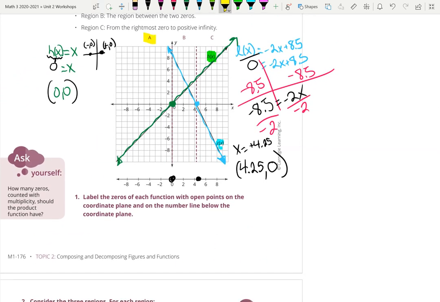Let's look at region A. Region A is going to be this space. Do you see how region A does not touch the 0? It goes all the way to the 0. So here we're going to be talking about the behavior of the lines in region A. Notice that h of x is below the x-axis. So it's going to be equal to some negative number.